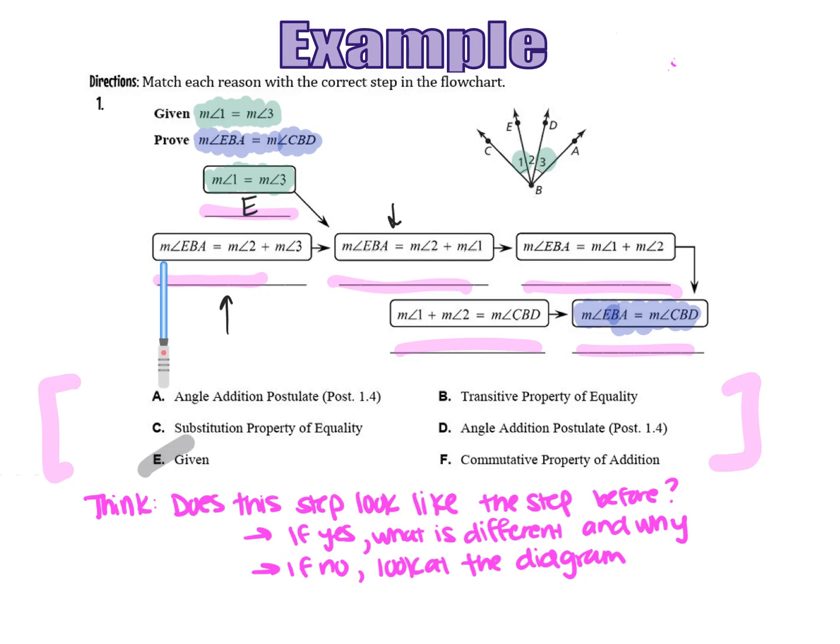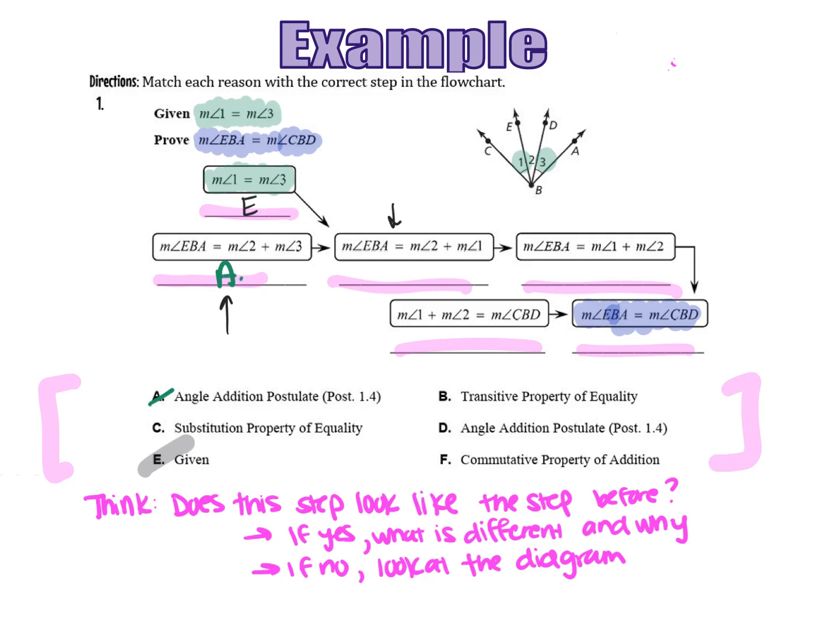So when I look at this specific step here, the measure of angle EBA is equal to the measure of angle 2 plus the measure of angle 3. The only thing that these two steps have in common is the measure of angle 3. So this doesn't really look like the step before. So I'm going to go back to my diagram and see why this is true. The measure of angle EBA, this angle here, is equal to the measure of angle 2 plus the measure of angle 3. Well, that's true because the big angle is equal to the sum of the two smaller angles. And why is that true? That's true because of the angle addition postulate.